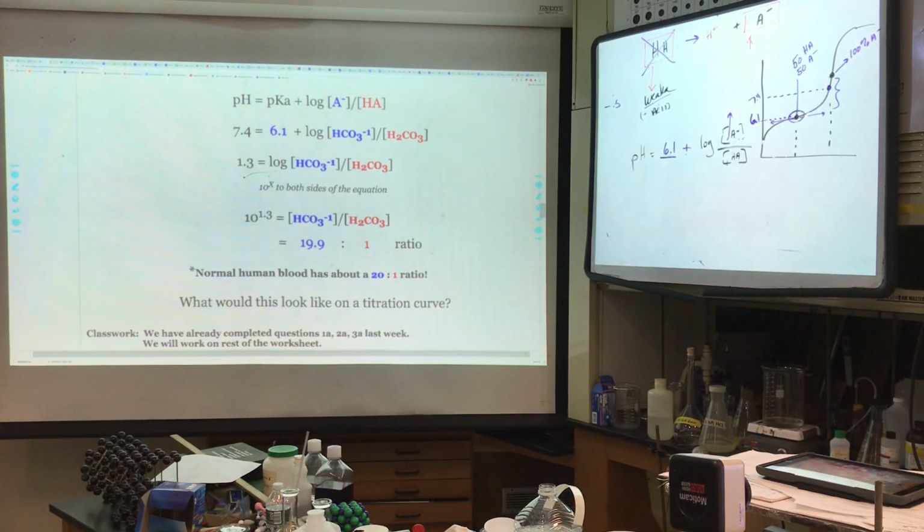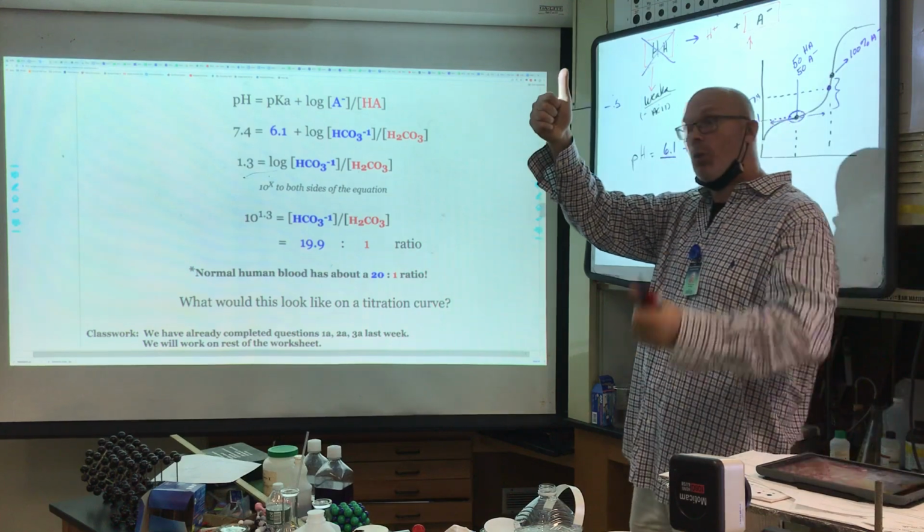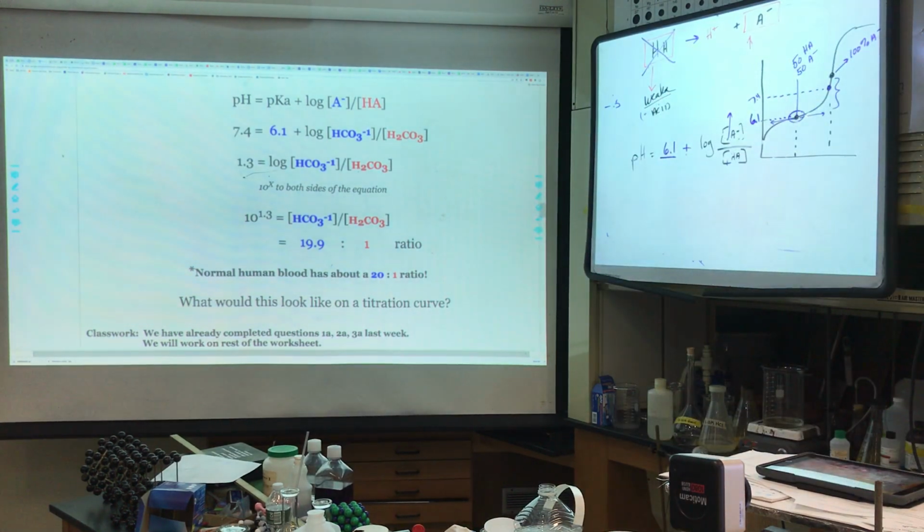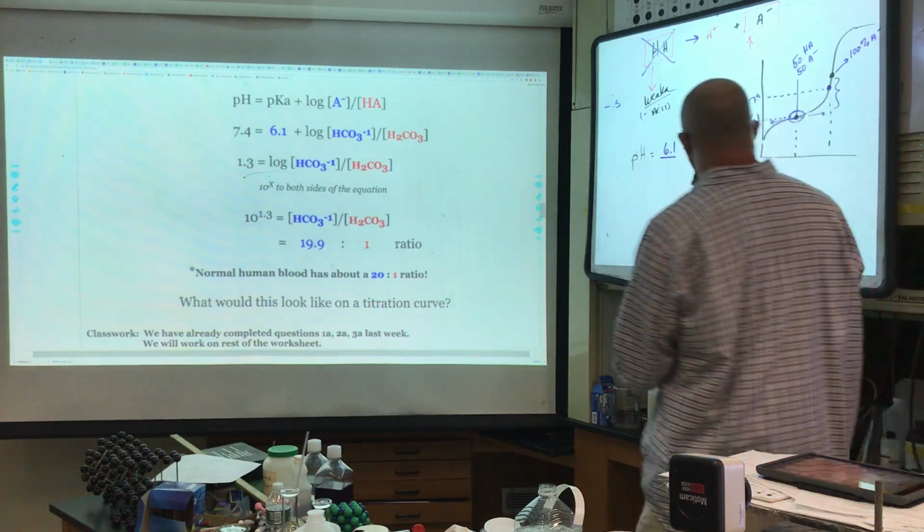What's a buffer? A conjugate acid-base pair. It's an acid and base that can coexist without neutralizing itself. Why? Because they have reciprocal abilities. Good, strong acid, weak conjugate base. They can't react with each other. All right? And this is what we call the buffer region.